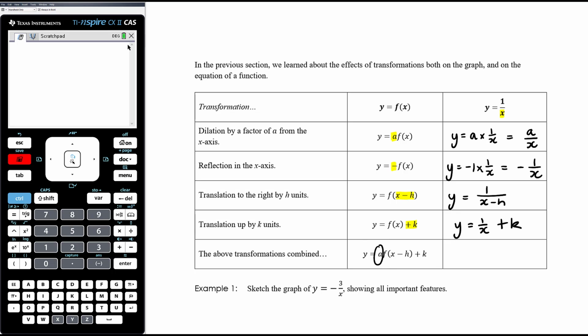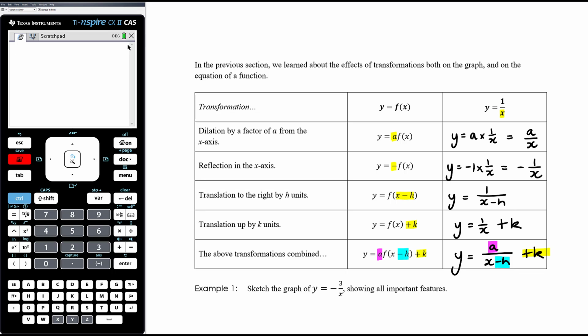The dilations and reflections from the a value, if it's negative it'll be reflected, otherwise just dilation, translation left or right, and translation up or down would all combine together in the form of a over x minus h plus k. Okay, so dilation by a factor of a, and if it's negative, reflection in the x-axis, translation left or right. Okay, if it's minus it goes right, if it's plus it goes left, and translation up or down. If it's minus it goes down, if it's plus it goes up. Okay, so we want to be able to look at a function and identify what transformations are happening, and therefore allow us to sketch the graph.